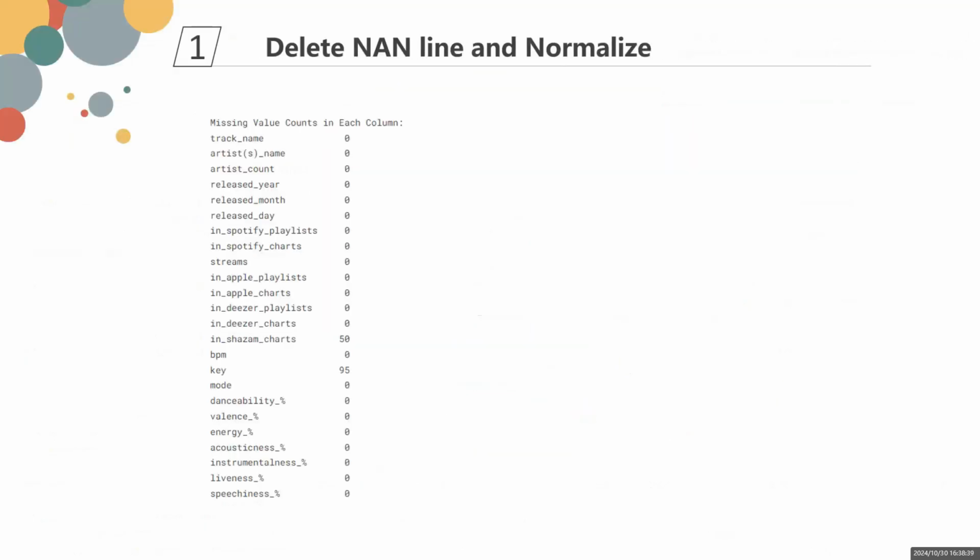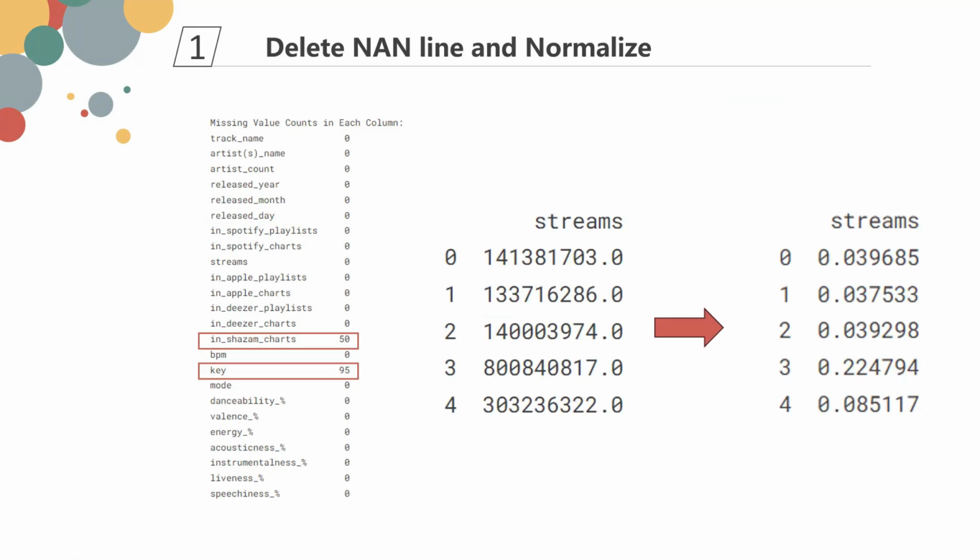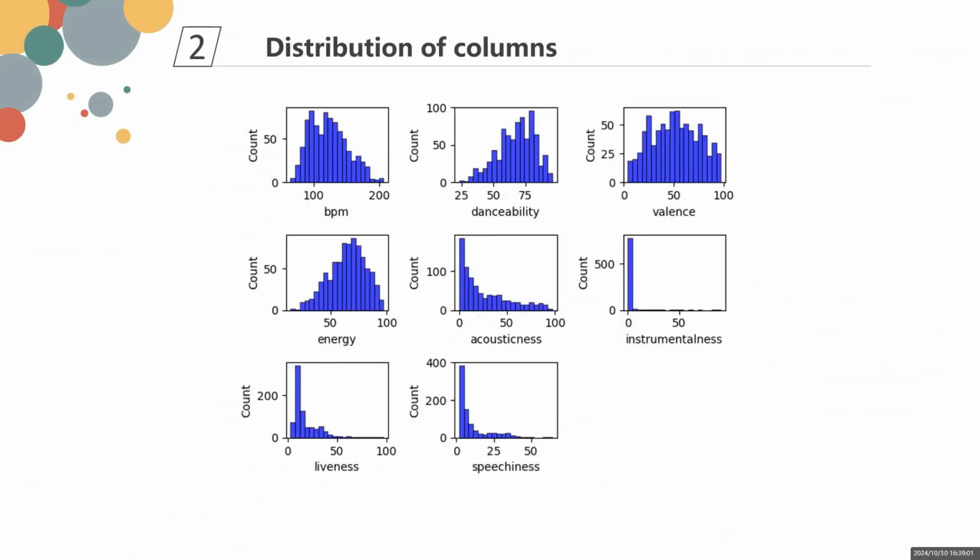You can see the chart and the key columns with 50 and 95 missing entries respectively. We handle this by removing rows with missing data to maintain data integrity. After data cleaning, we normalize the dataset to ensure all features are on the same scale. Then we present the distribution of key features such as the BPM, the danceability, the valence, and so on.